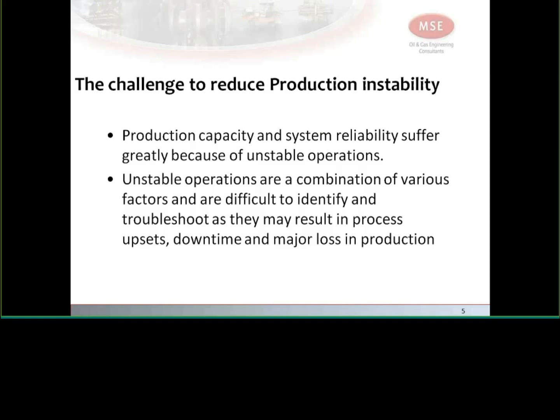Production instability. It may be considered that systems are unstable in their own nature, and you can't do anything about it. But what happens when this instability comes at a price of production capacity and system reliability or equipment reliability? So we think that if you address this, then you would have some operational and business financial benefit.